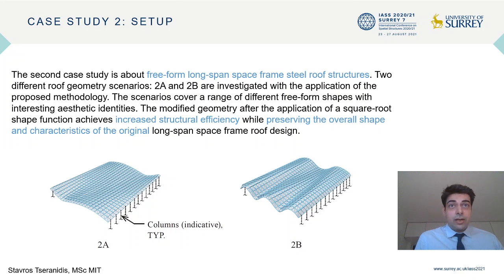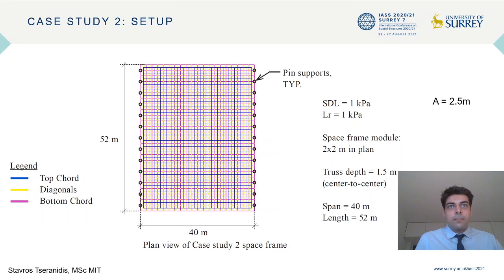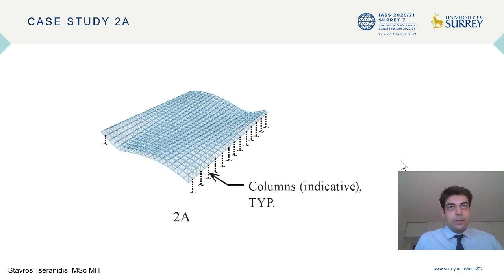There are two scenarios examined here to cover some variety of form, and you will see that again the increased structural efficiency and the overall shape are achieved. The span of the structure is 40 meters, and the maximum increase of the height is 2.5 meters in this case, and you can read more details about the structural system in the paper.